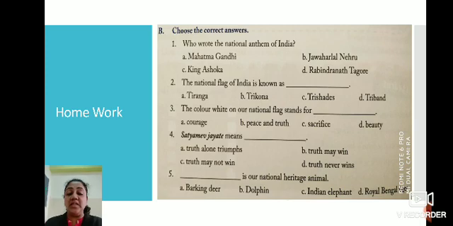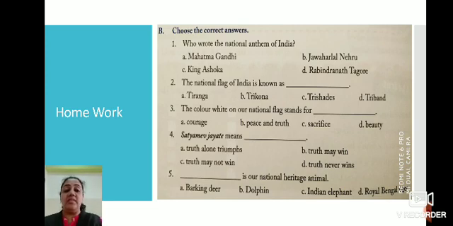Satyameva Jayate means dash. Isn't it? We can see the motto, that is Satyameva Jayate, below our national emblem. But what is the meaning of that? And the options are truth alone triumphs, truth may win, truth may not win, truth never wins. So which is the correct answer? Yes, option A is the correct answer. That is truth alone triumphs.